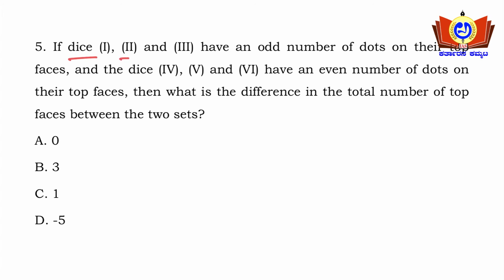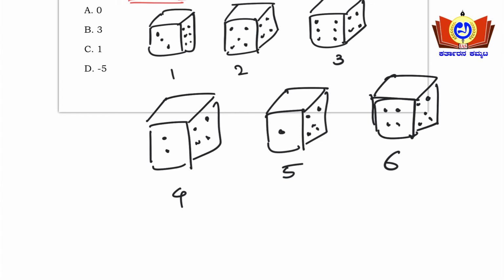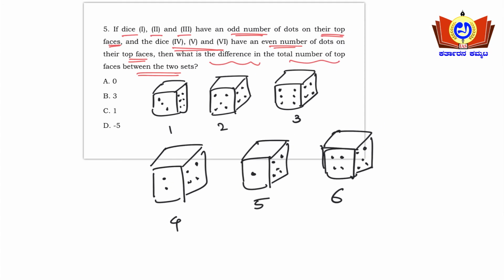If dice 1, 2 and 3 have an odd number of dots on their top faces, and dice 4, 5, 6 have an even number of dots on their top faces, then what is the difference in total number of top faces between the two sets? See friends, these are the 6 different dice they have given in the question here. So dice 1, 2 and 3 have an odd number of dots on their tops.